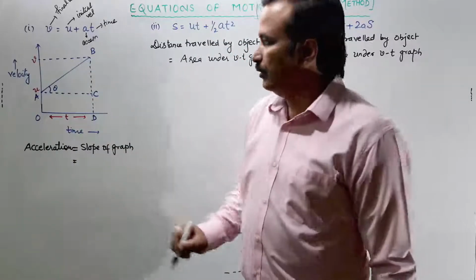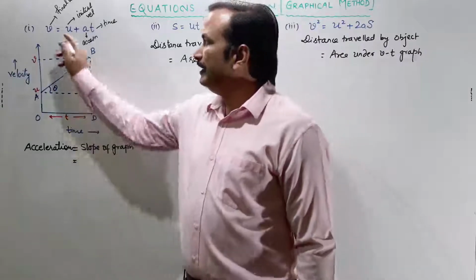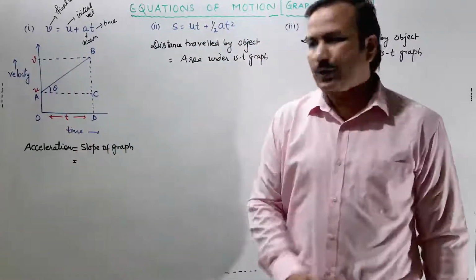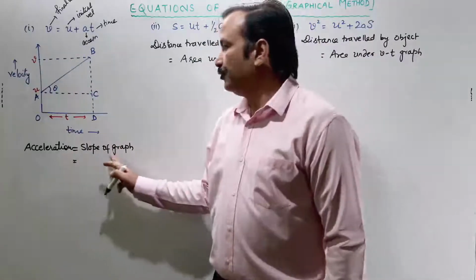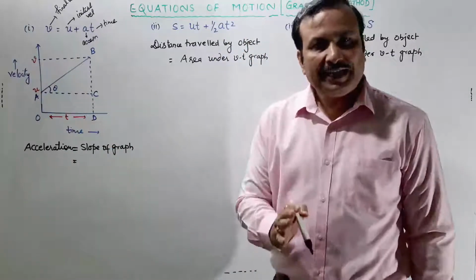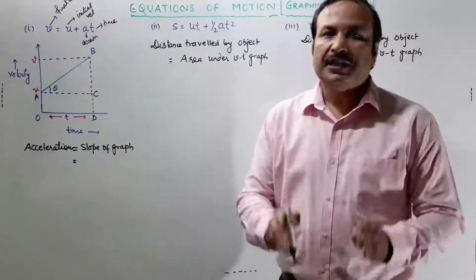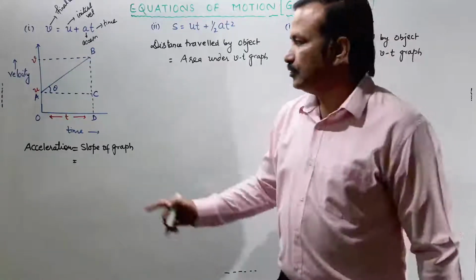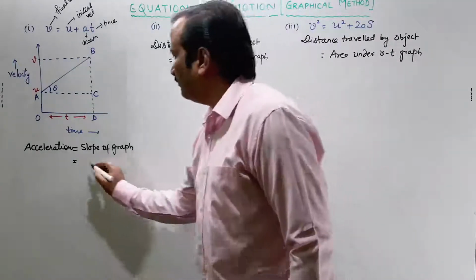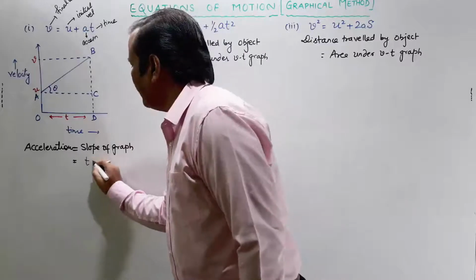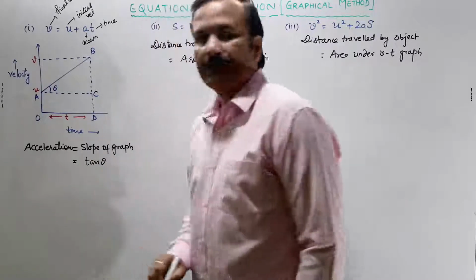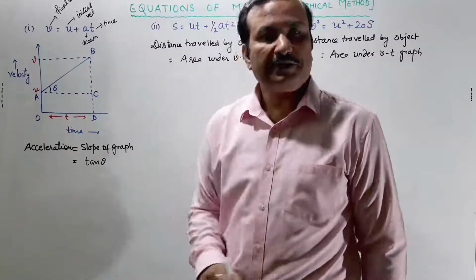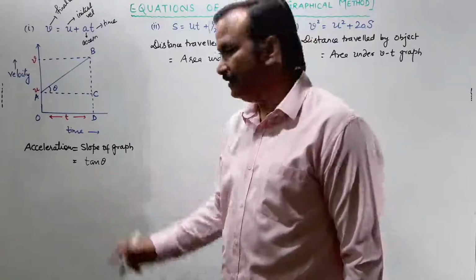Now, when we derive the first equation, we will be starting with acceleration is equal to the slope of the graph. Take care, we are deriving by graph, so you need to use the concept of graphs. We know acceleration is the slope of the graph, which is given by tan theta. The slope of the VT graph gives you the acceleration.